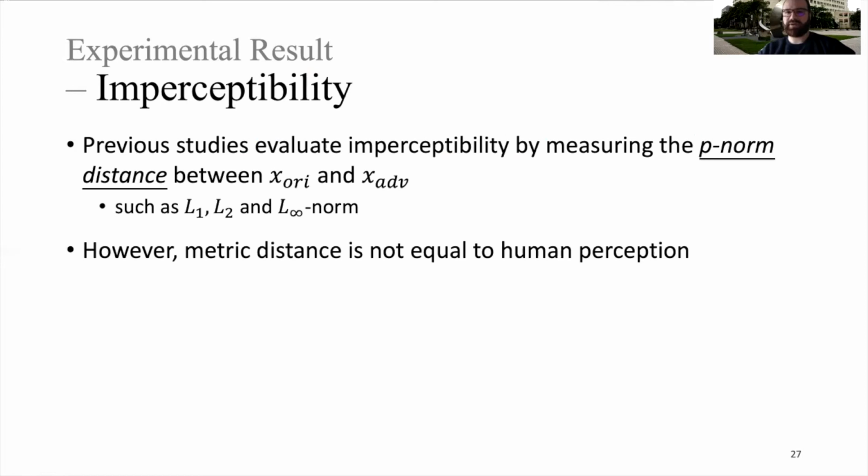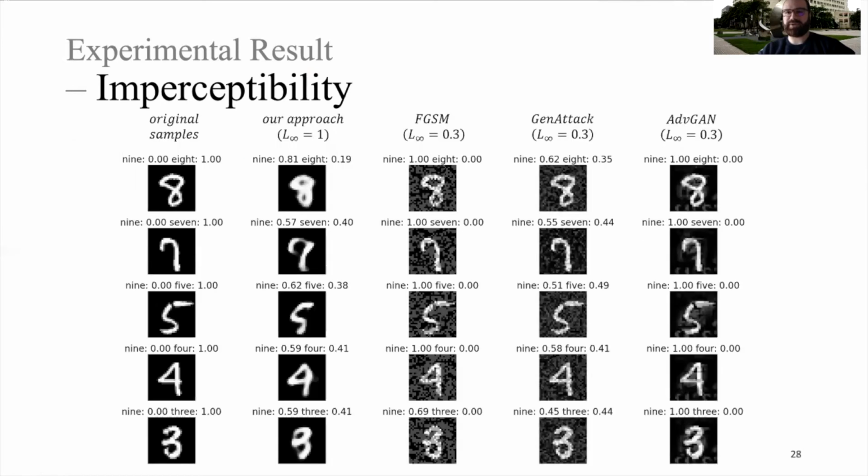Actually, these metrics are not really equal to human perception. Allow me to show you this example. On the first column, you see some samples from the MNIST dataset, and the rest of the columns are adversarial images created by different algorithms. In the second column, you see our approach, and these are the corresponding adversarial images that we have created with our agent. One interesting thing is that the L infinity distance is significantly higher than the other ones.